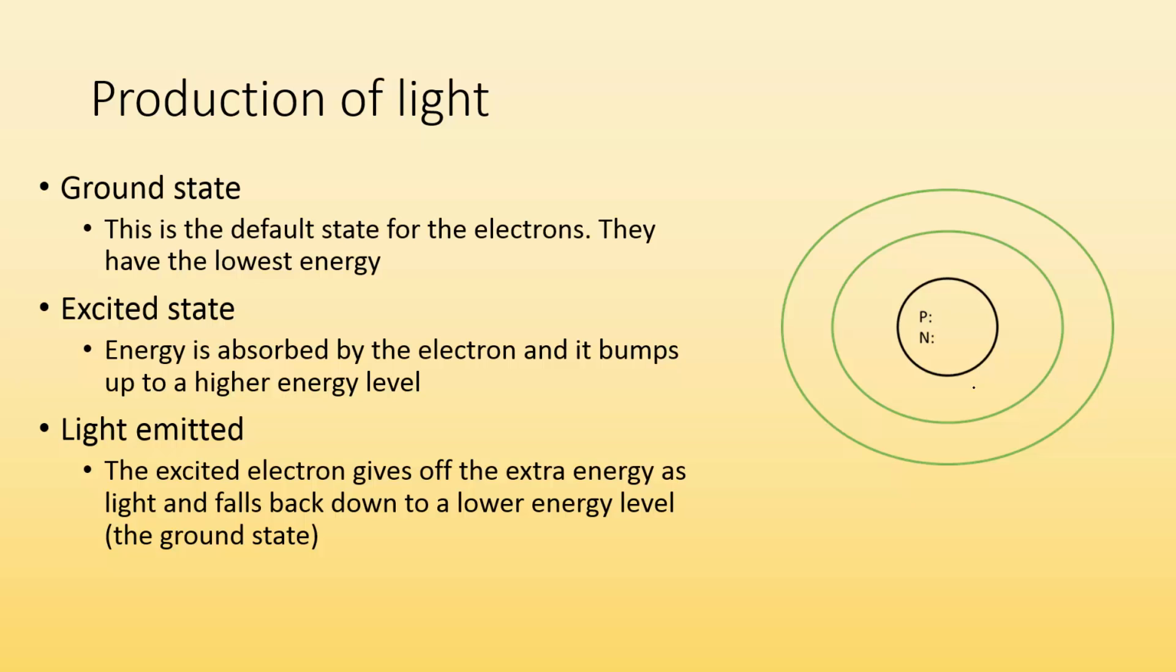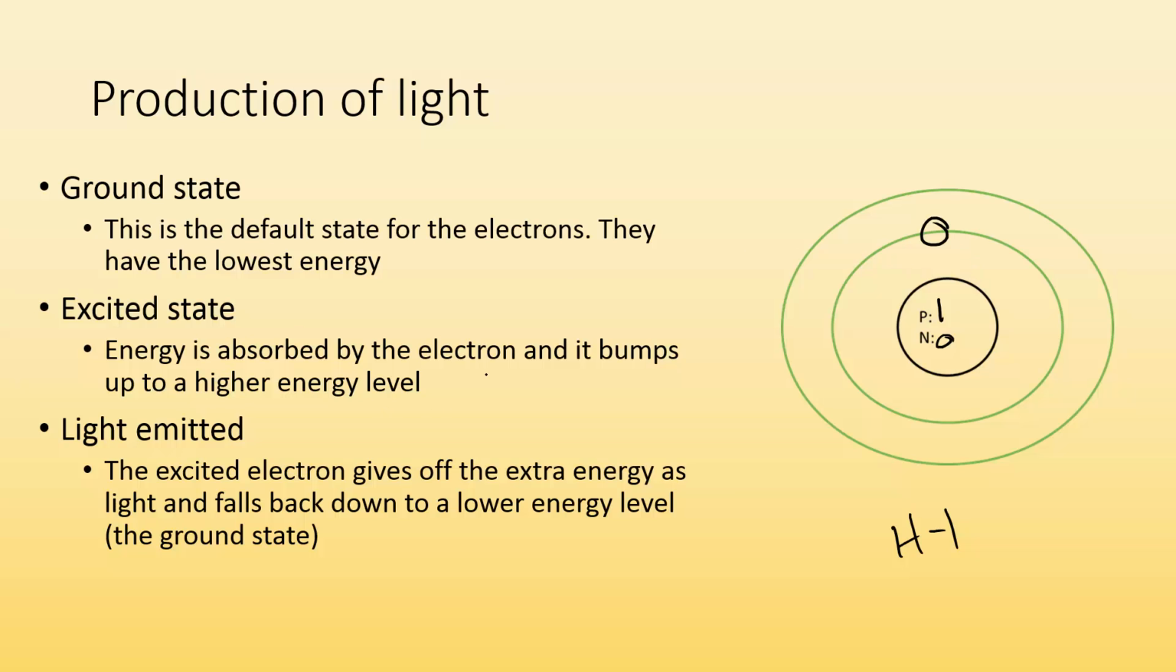Our production of light. Light's produced when electrons are moving between different energy levels. So we have the ground state, which is the default state for electrons, and they have the lowest energy. So let's say I just had 1 electron. I'm going to say that this is just an atom of hydrogen.